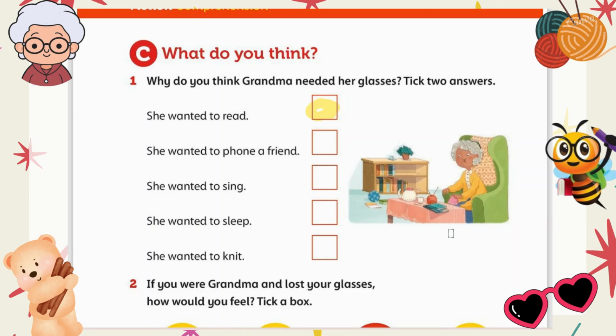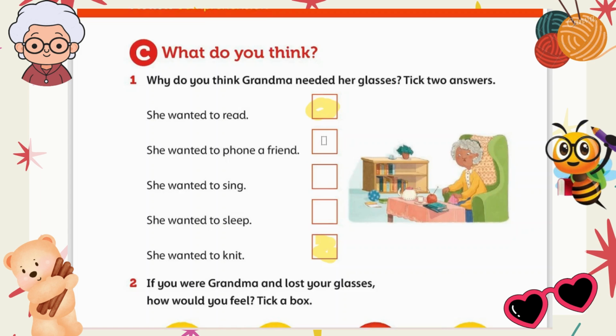Yes, this can be an option because you can see here that she is holding the pink cloth and here are the knitting instruments, the needle and the thread. So maybe she wanted to knit. So these are the two options. Either she wanted to read because there is a book on the table, or she wanted to knit because she is holding the cloth and the knitting instruments are on the table. So these are our two answers, like why grandma needed her glasses. So what do you think about it?